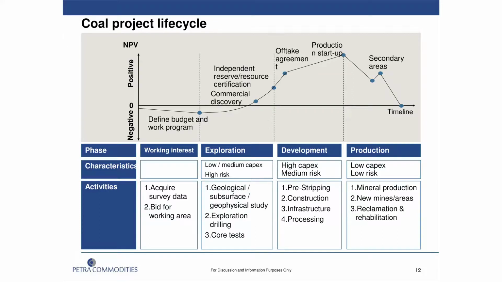Okay, so this is a typical, I guess, plot with the NPV on the y-axis and a timeline on the x-axis. This is just a schematic of a coal project life cycle. In the early stages, the NPV is negative because you're trying to discover the resource.